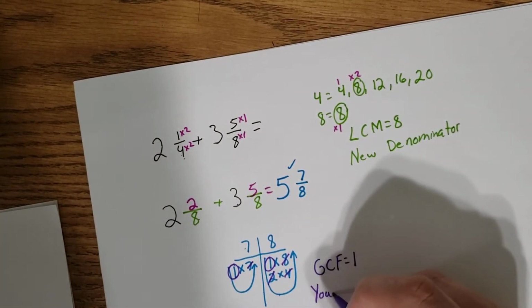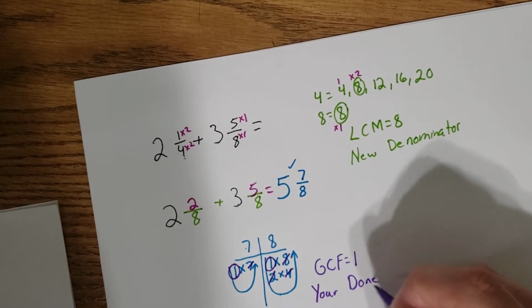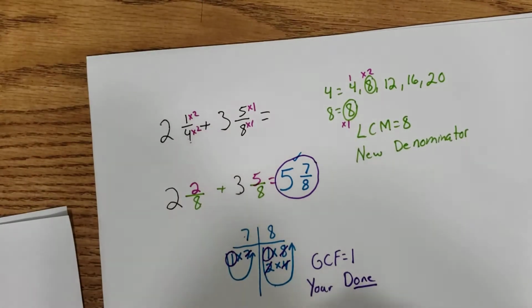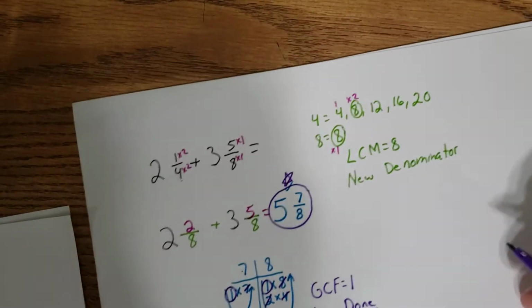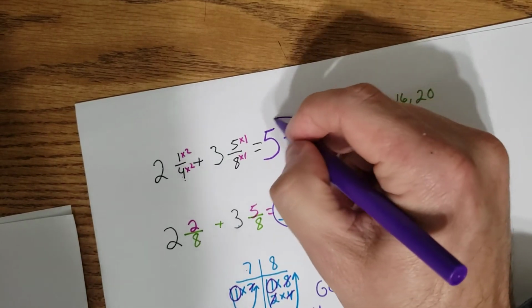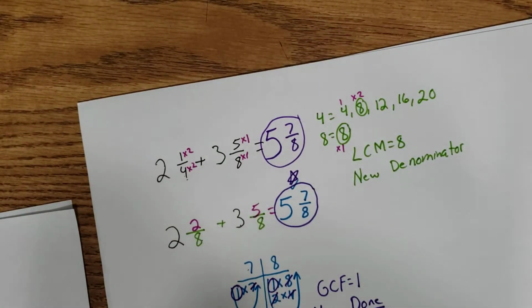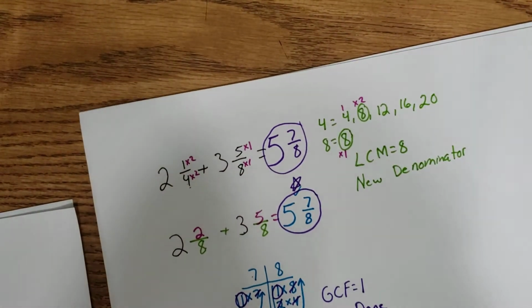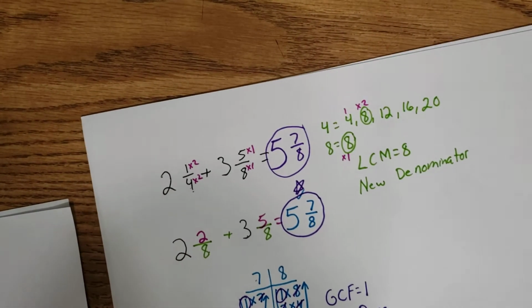If the GCF is 1, you're done. That actually is the best answer. It cannot be simplified. You can put it up here next to the original question as well. 5 and 7/8. 5 whole pizzas and 7/8 more, which is really almost 6 whole pizzas. Okay, let's try one more. Except this time we are going to be subtracting.